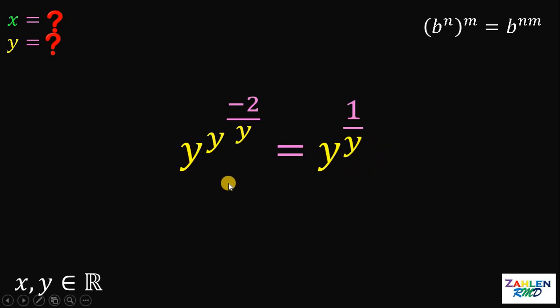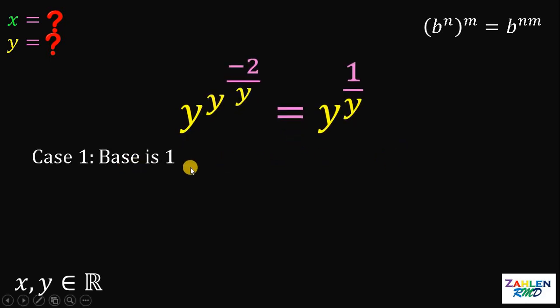At this point, we have two expressions that are equal and have the same base. So we will have two cases here. Case number 1 is the base equals 1. Since we have the same base, and we know that 1 raised to any number is just 1, if this y, or the base, equals 1, then both sides must be equal to 1. Therefore, we can say that y must be equal to 1.